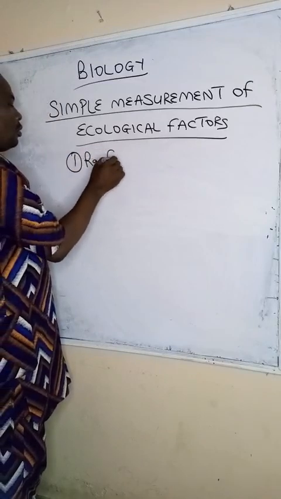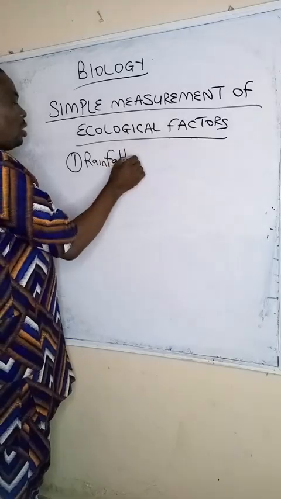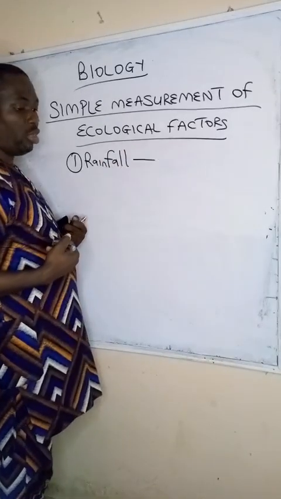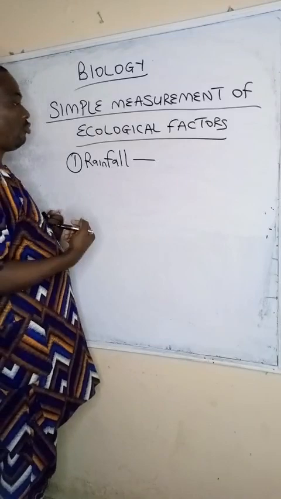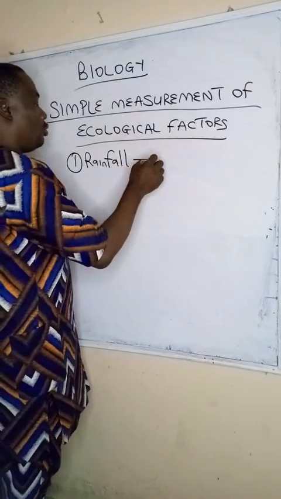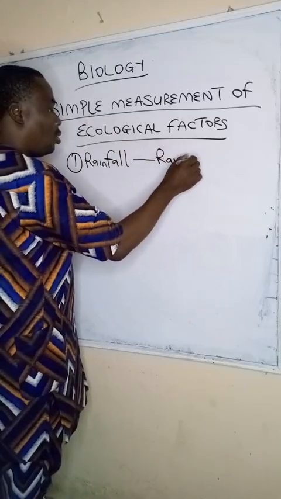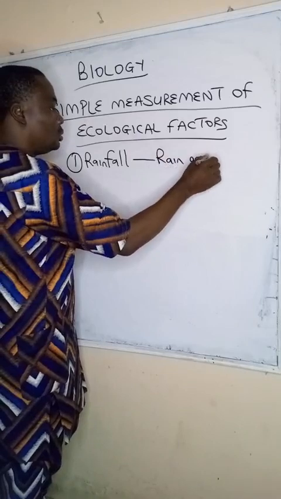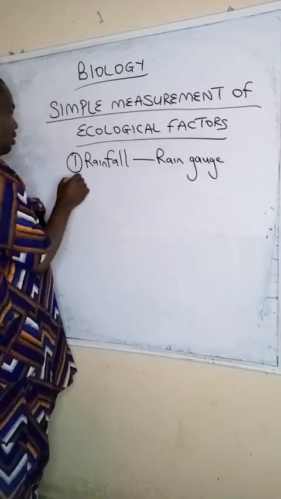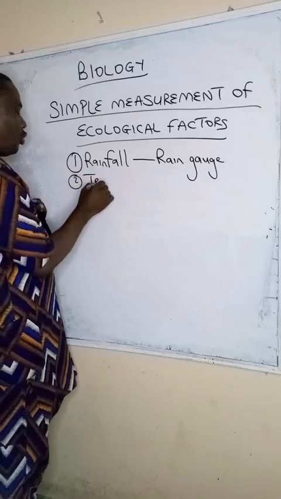Rainfall. We are all familiar with rain, especially in this part of the world where rain falls most of the time during the rainy season. So it's measured by the rain gauge. Number two, you have temperature.